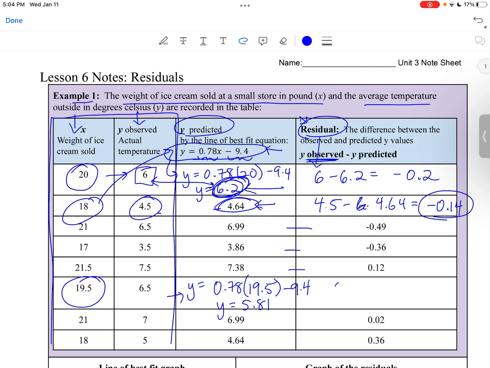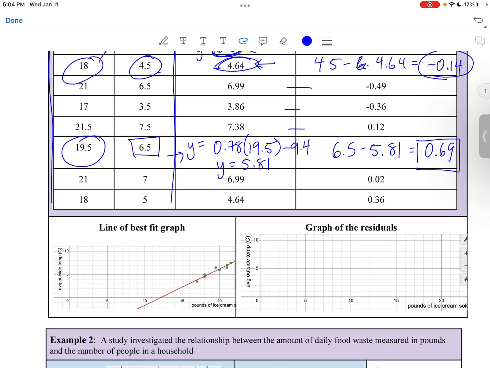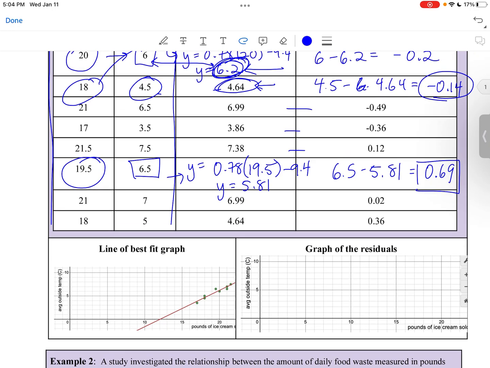So we will take our observed 6.5 degrees Celsius and subtract our predicted temperature, 5.81, and we get a positive 0.69. So this is a positive residual. Our point came in above what we predicted. We can actually see these points on the line in our graph. 19.5, that would have been here. That's this point. See that it's above our line of best fit.